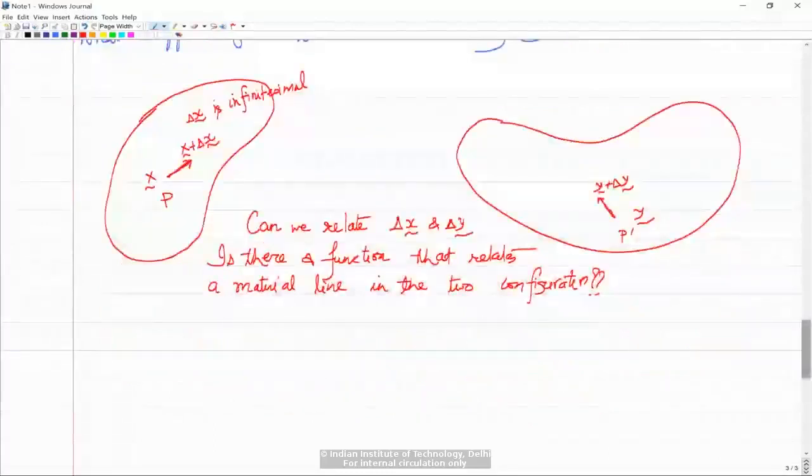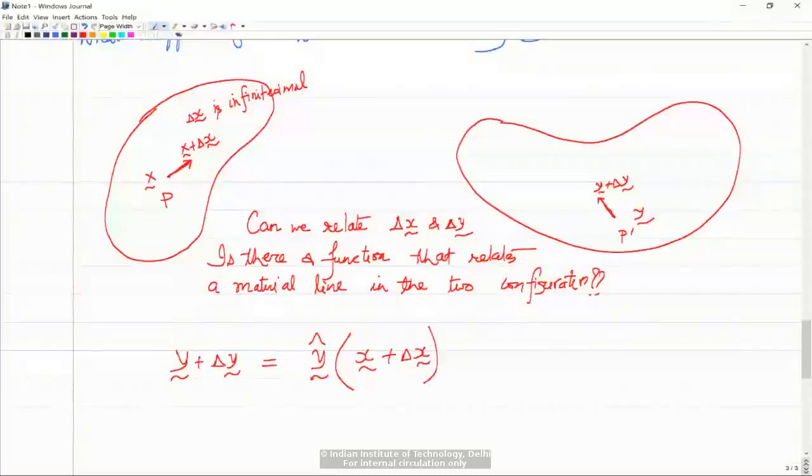So maybe, we can start with the deformation map itself. So you can say that, sorry, the other point y plus delta y is actually this function y hat of x plus delta x, isn't it? So there's nothing wrong here, right?